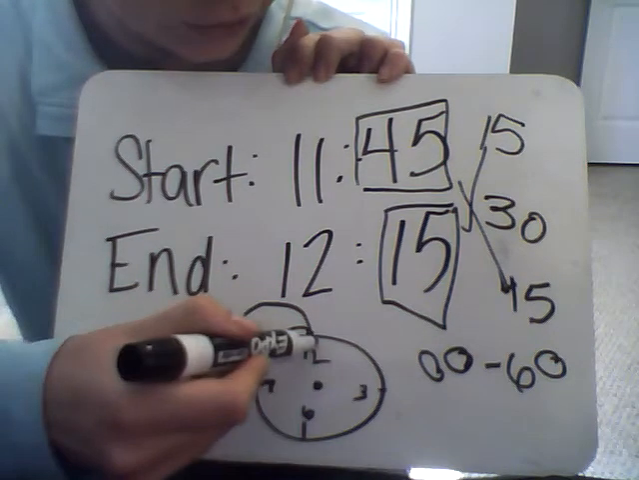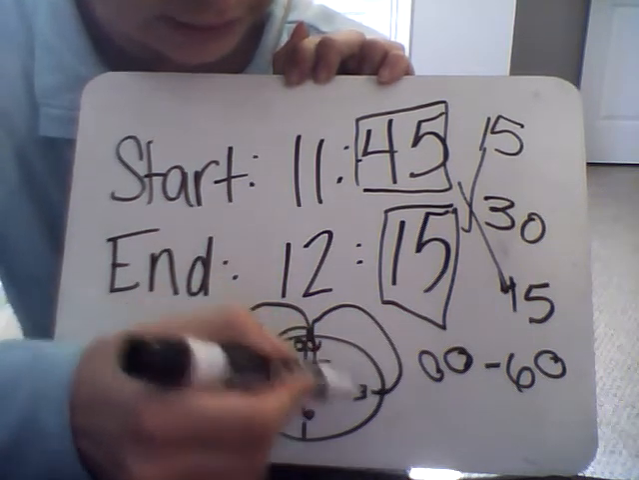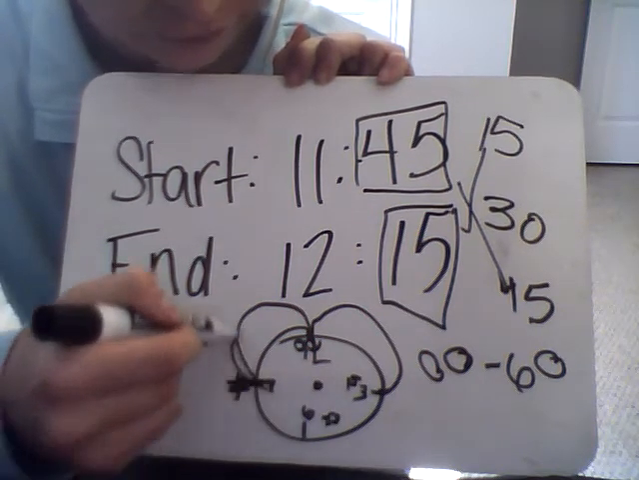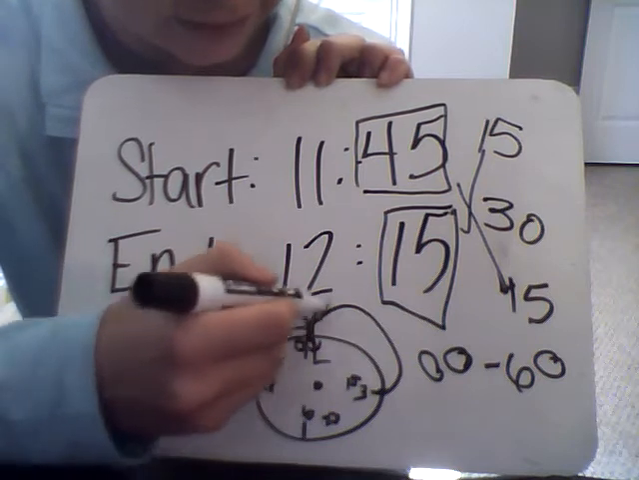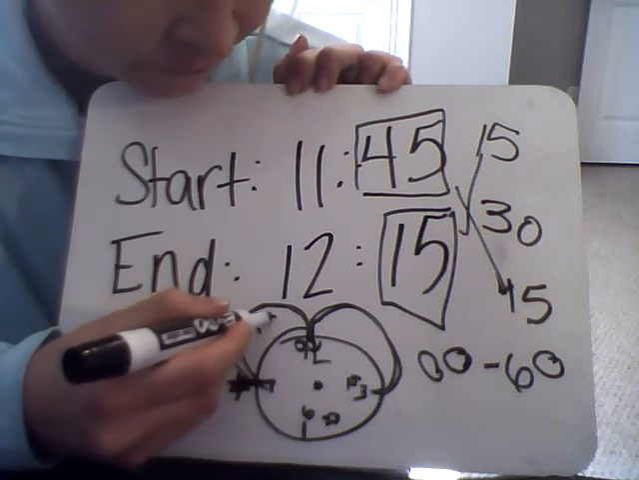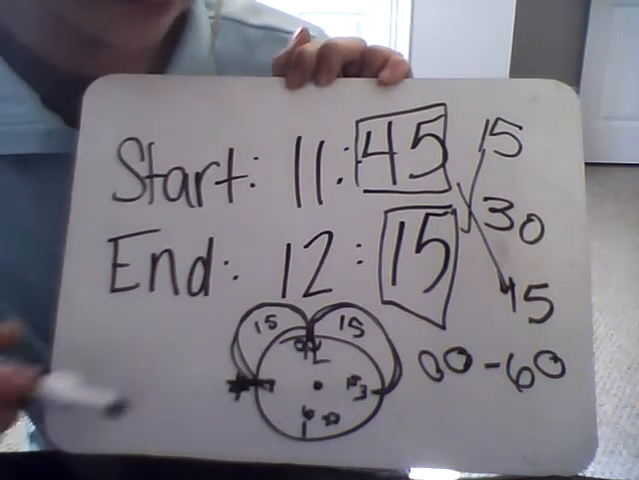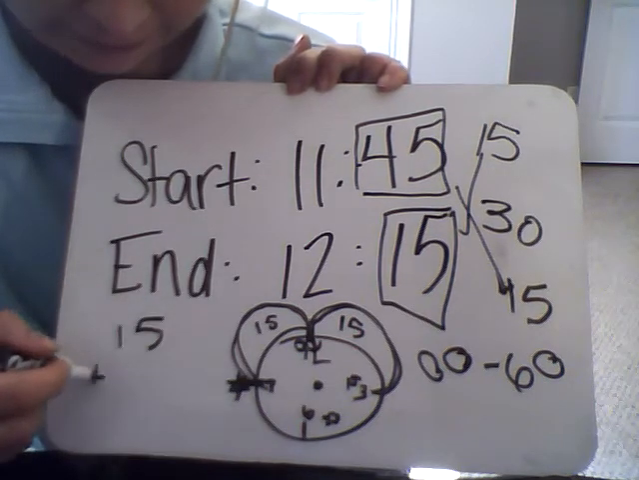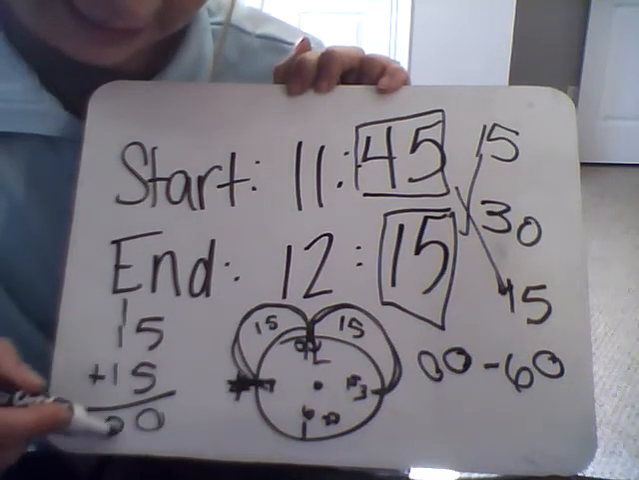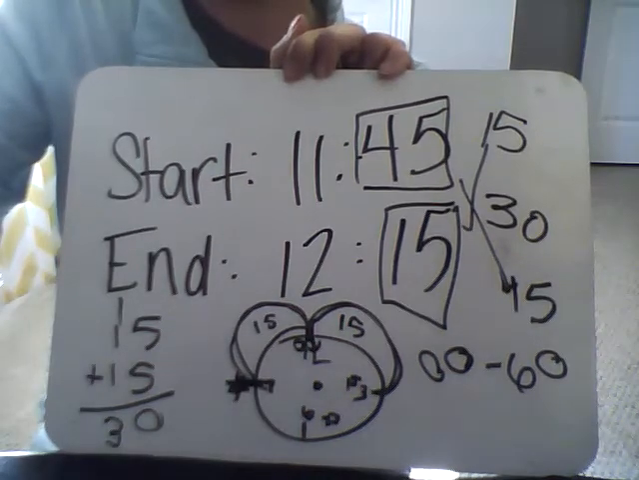And then if I go to here, which is the 15, this is o'clock, this is 15, that's 30. If I go from here to here, it's 15 minutes. If I go from here to here, it's 15 minutes. So if I have 15 minutes plus 15 minutes, how much time has passed? Well, 15 plus 15 is 30. So 30 minutes have passed.